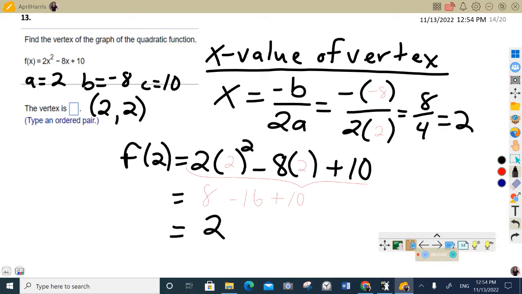You could also verify this. If I was taking my final, I probably would go ahead and do it this way, then graph it on my calculator on the y equals screen and see if 2, 2 is the vertex of that graph.